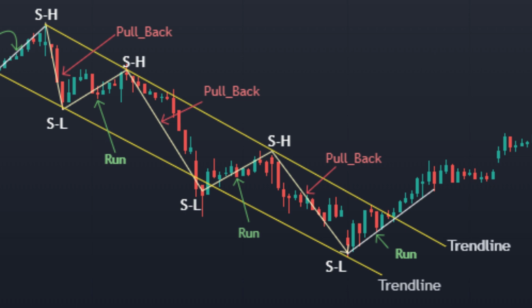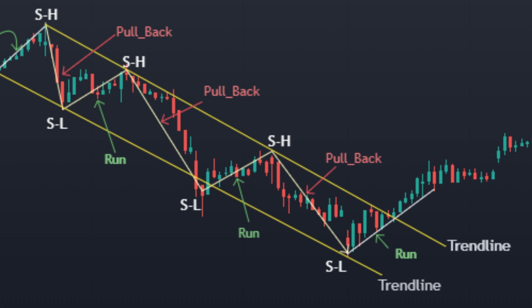Trend line breakouts. Traders often look for breakouts, which occur when the price breaks above a bearish trend line or below a bullish trend line. These breakouts are seen as potential signals of a trend reversal or acceleration in the opposite direction. Traders may enter new positions or adjust existing positions based on trend line breakouts.